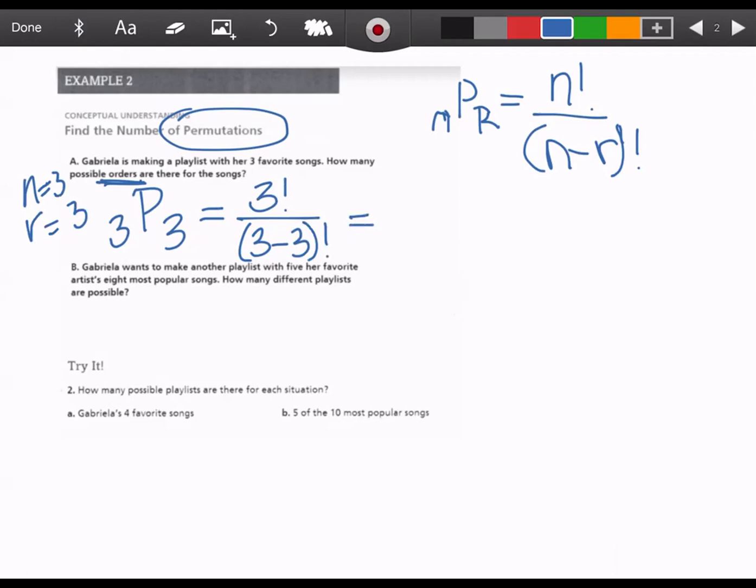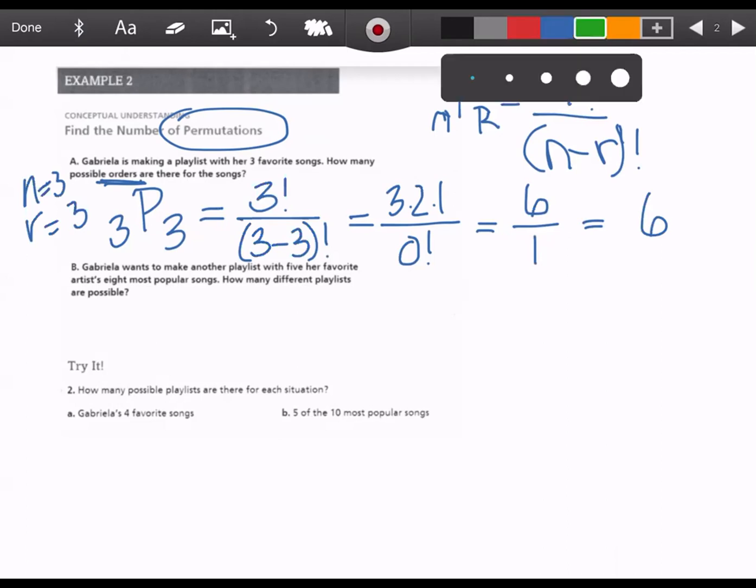And then we're going to simplify. 3 factorial is equal to 3, and then we're going in decreasing order all the way to 1. So 3 times 2 times 1. 3 minus 3 is 0 factorial. Remember that 0 factorial is 1. And then the 3 times 2 times 1, we can simplify. That equals 6. So there are 6 possible orders for the different songs that she has.